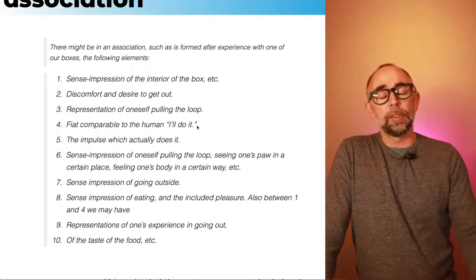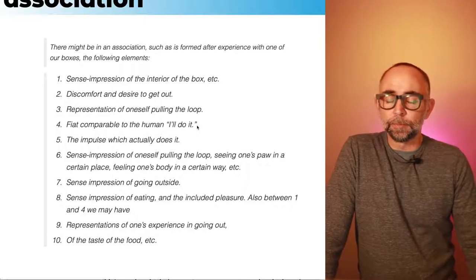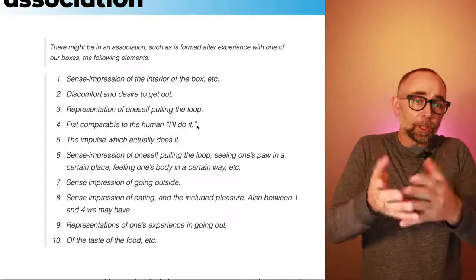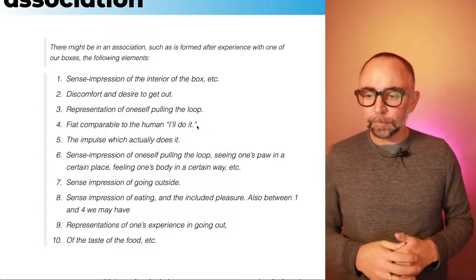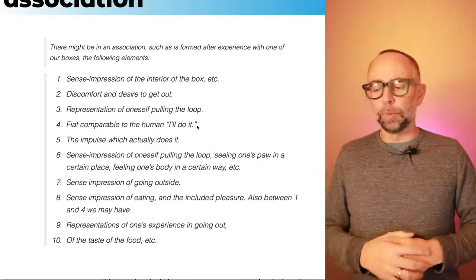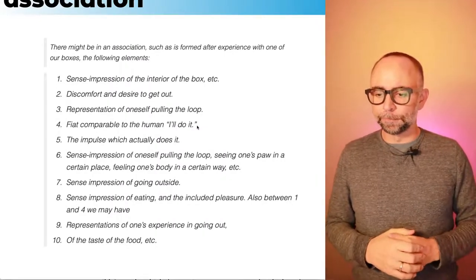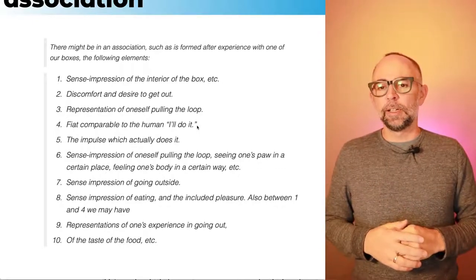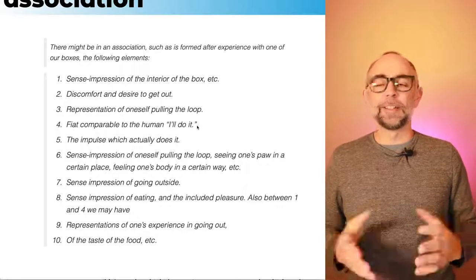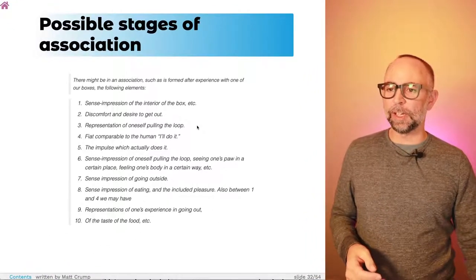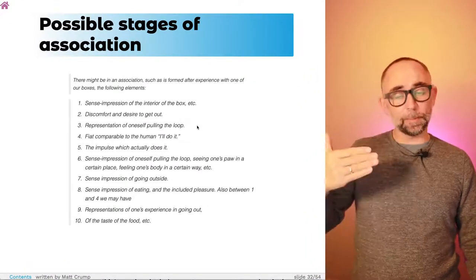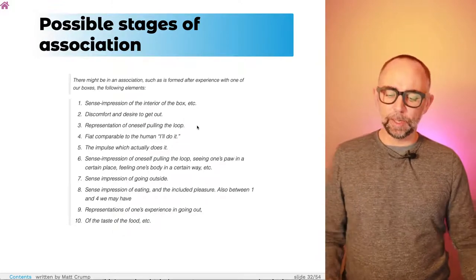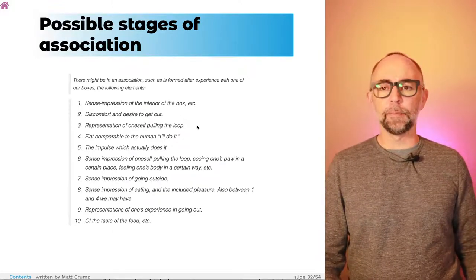That would lead the door to be opened, and then the cat would have the sense impression of going outside the door and probably wandering around to the bowl of food and eating the food and so on. I really like these 10 steps. This is almost like a fictional account of Thorndike thinking about possible steps that might be happening as the cat escapes from the puzzle box.